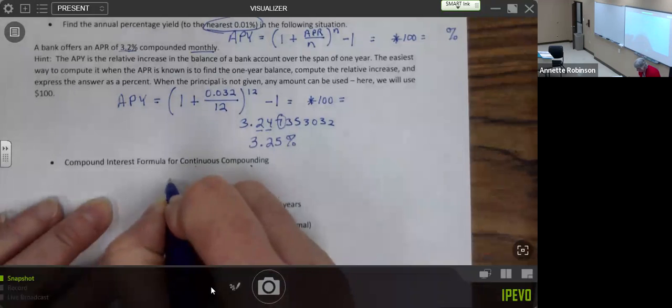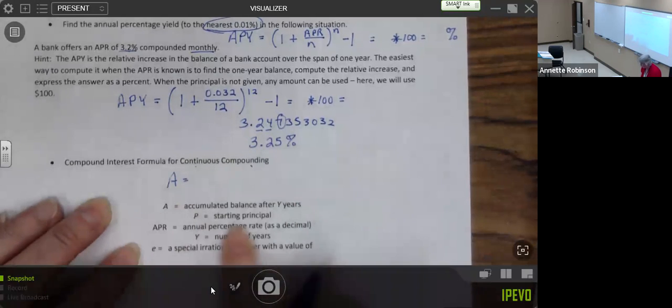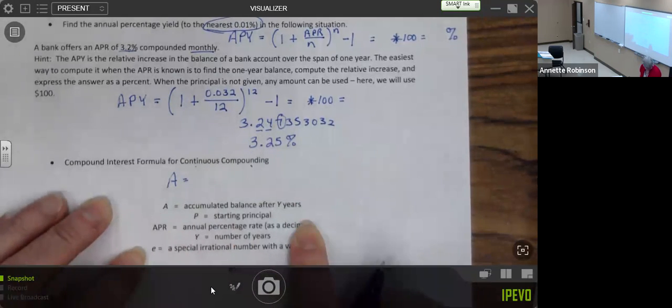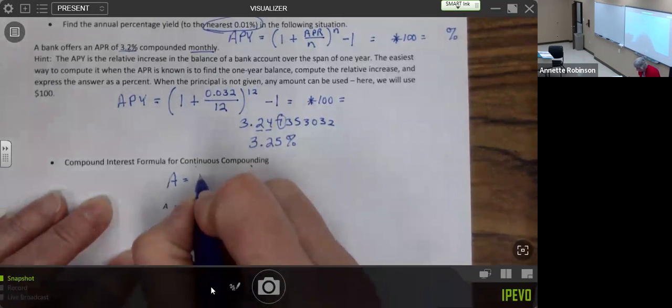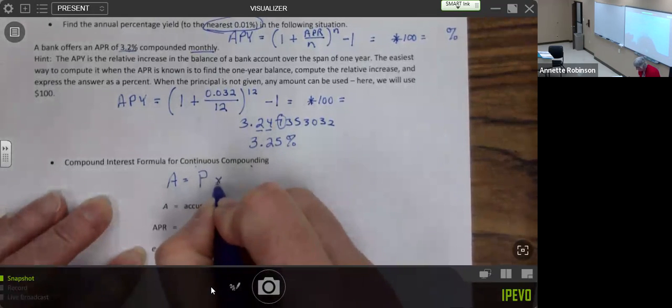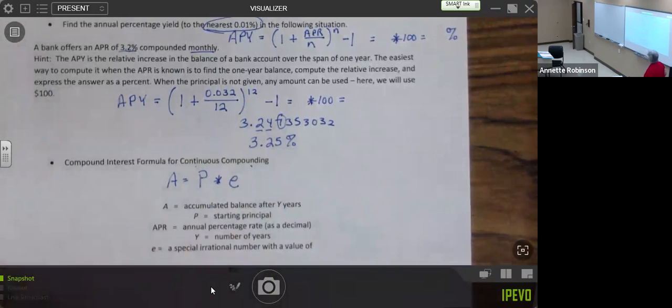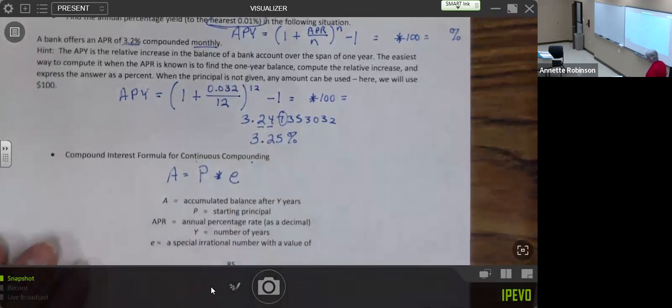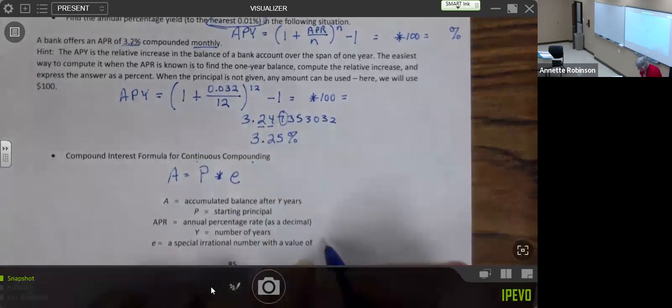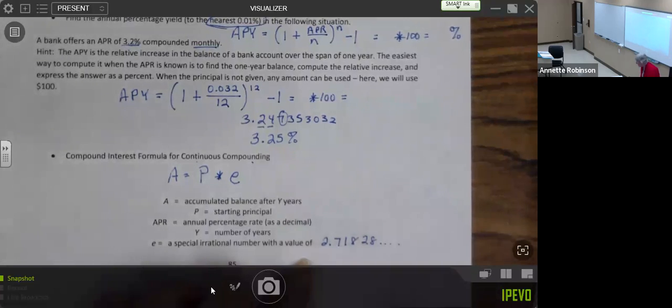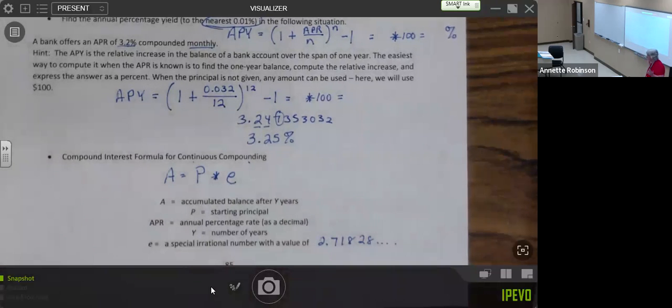The formula is your accumulated amount. Again, they're telling you what those letters stand for right here. It is your principal times natural base E, also known as Euler's E. It is a special irrational number that has a value of 2.71828. It is like pi. It is irrational. It doesn't end and it doesn't repeat.